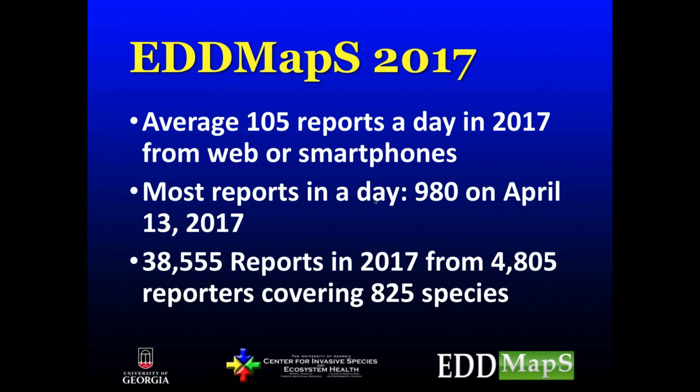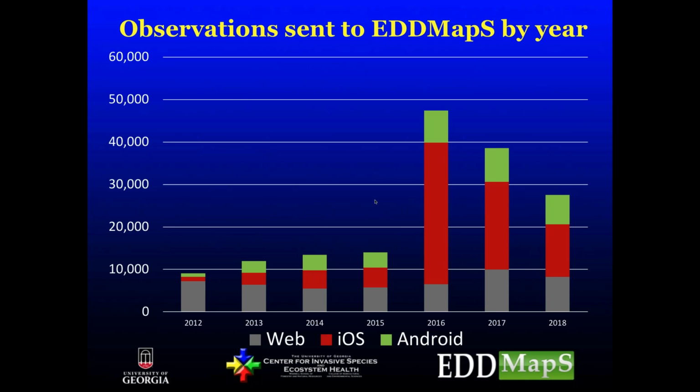In 2017, we were averaging about 100 reports a day, with the most being almost 1,000 reports in April of 2017. Over the year of 2017, we had about 38,000 different reports coming in from the web or from the smartphone apps. And as you can see, there was definitely a big jump in 2016, and that was due to a lot of Minnesota DNR employees going out with iPads and collecting data all day. When you have that large group of data coming in that way, as well as a project we were doing in Georgia with the county agents, we really saw a peak in data.